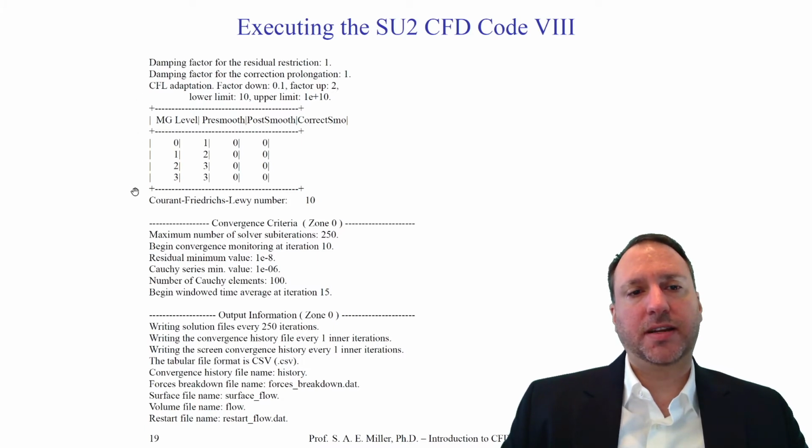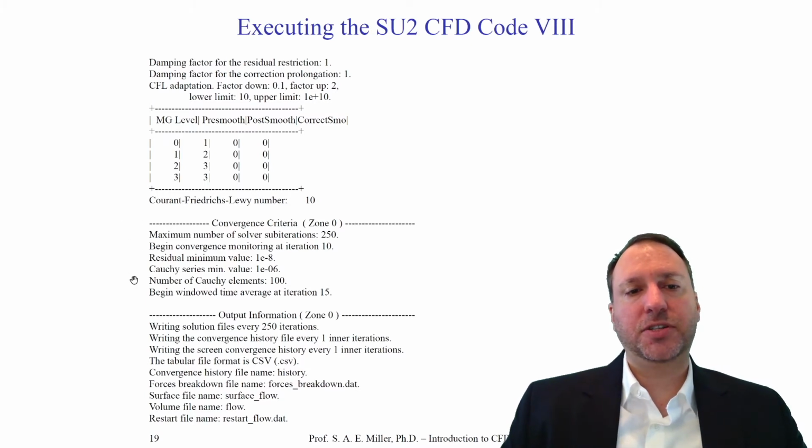A multi-grid technique is used. We won't be talking about that. It's a little bit too advanced, and we'll generally not use multi-grid techniques in the class, but it's enabled for this case. A CFL number is defined as 10. That's basically like the speed limit of CFD, and we'll define that mathematically and talk more about why that's important in this class.